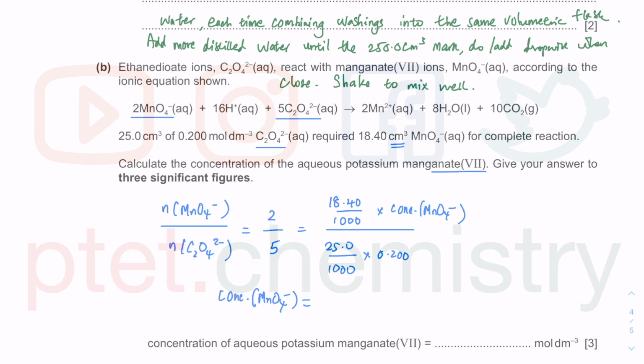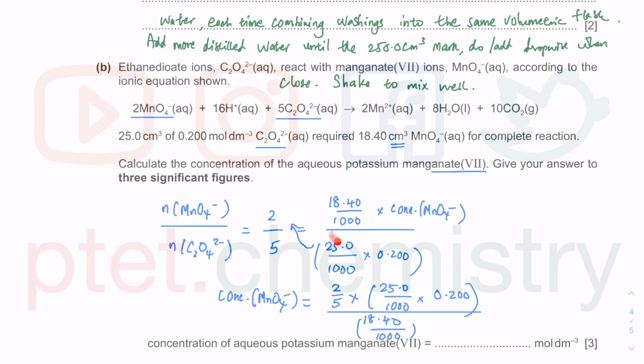So I'm going to bring up the whole thing. So this whole thing, better to bring it out as a bracket. So you're going to get 2 over 5 times 25.0 over 1000 times 0.200. I should probably have a bigger bracket. Now I can divide this whole thing by 18.40 over 1000. Okay, so I move up this whole thing and then I move this down, so it's called cross multiply, and I can get this as subject formula.